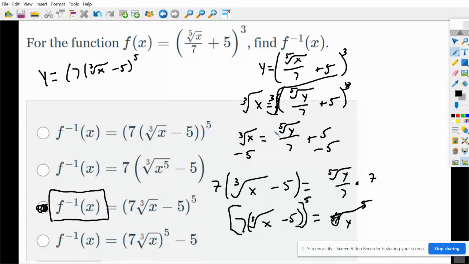Those are some difficult problems. You're going to have some that are a little bit easier, but again, we're using inverse operations. So you got to switch the x and the y, and then after you switch the x and y, you're going to solve for y using inverse operations. Again, I never took an even index, so I don't have to plus or minus this. That will be in a few problems.